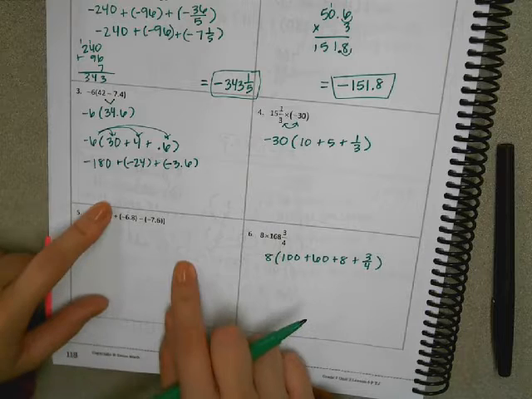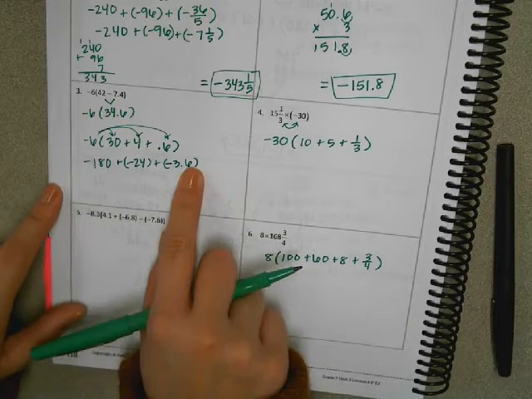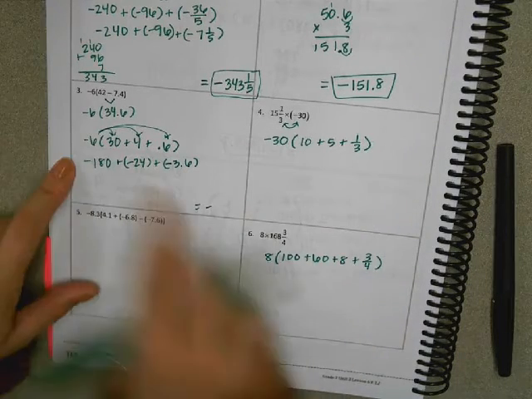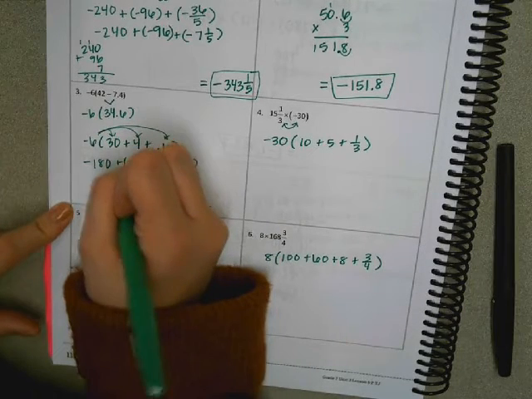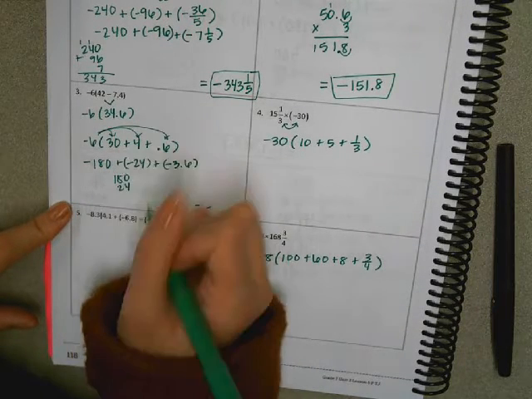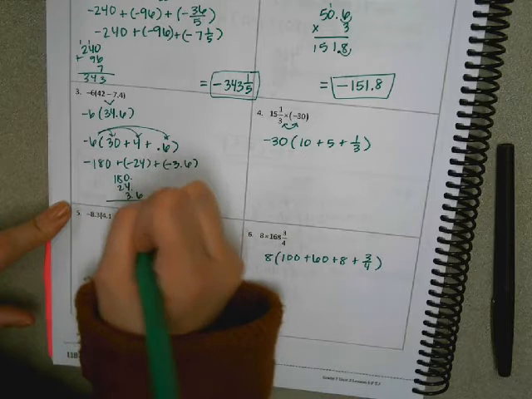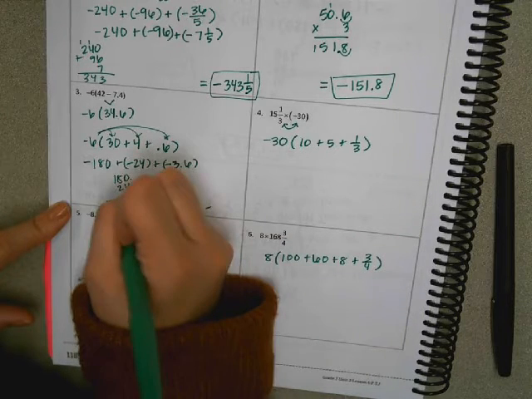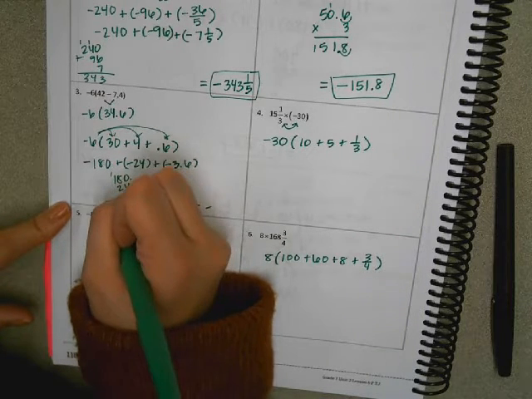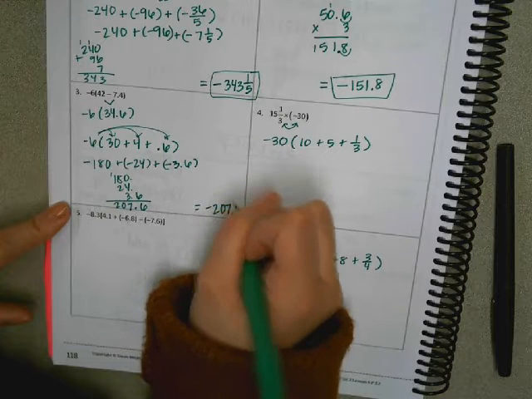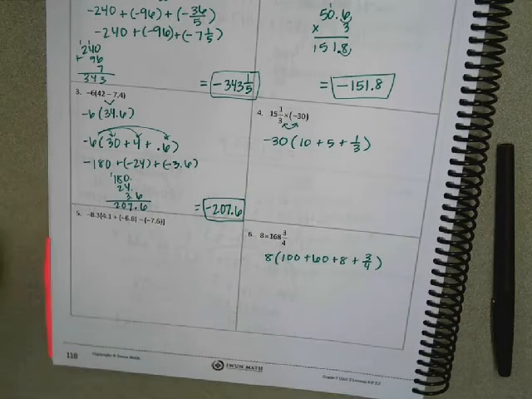Then from here, I have the same sign, so I know my answer is going to be negative. And all I'm going to do is add all my numbers together. So 180, 24, and 3.6. Line up your decimals. 6, 7, bring down your decimals. 0, 10, carry the 1, 2. So negative 207.6. Check your work with mine. Make sure I have the correct answers.